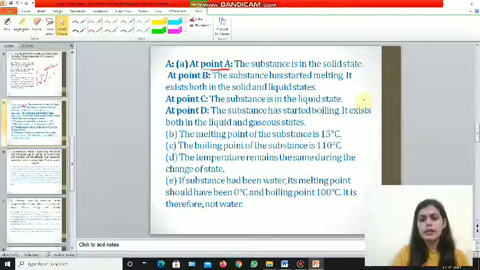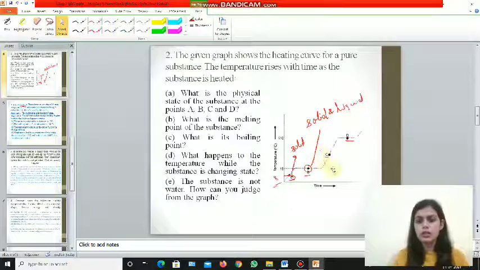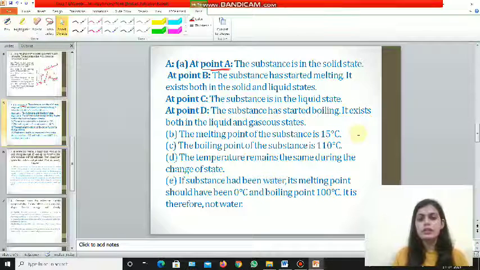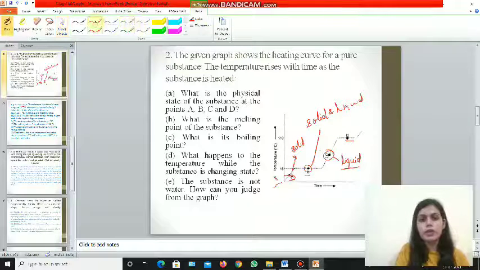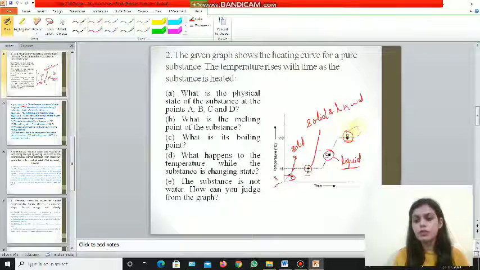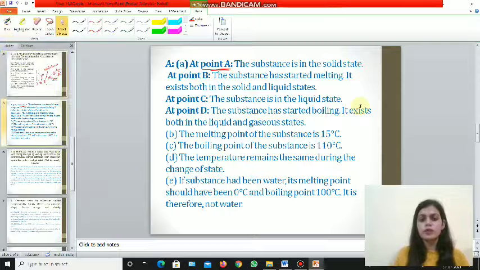And at point C, the substance is in the liquid state. It has changed here, so here it is in the liquid state, and at D the substance has started boiling. It exists in both liquid and gaseous state. So at point D, the liquid and gas. This is the study. So question B is, what is the melting point of the substance?